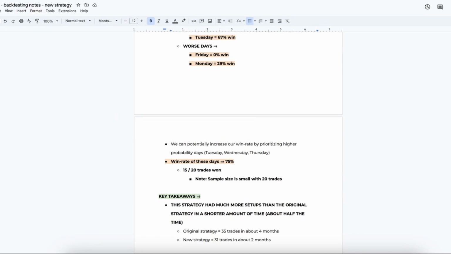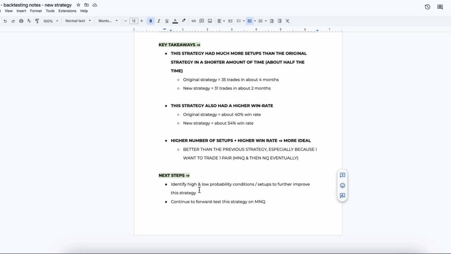But this is kind of how I'm going about refining the strategy and forward testing it. So the next steps here, like I mentioned, is to identify those high and low probability conditions and to continue forward testing this strategy on MNQ. I also want to continue getting used to Top Step.